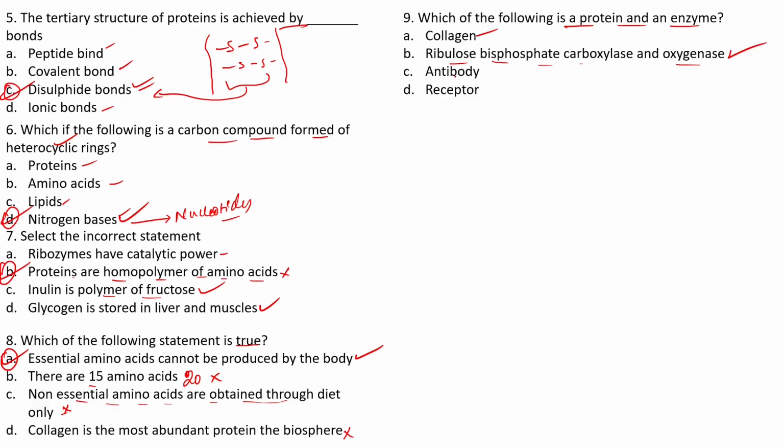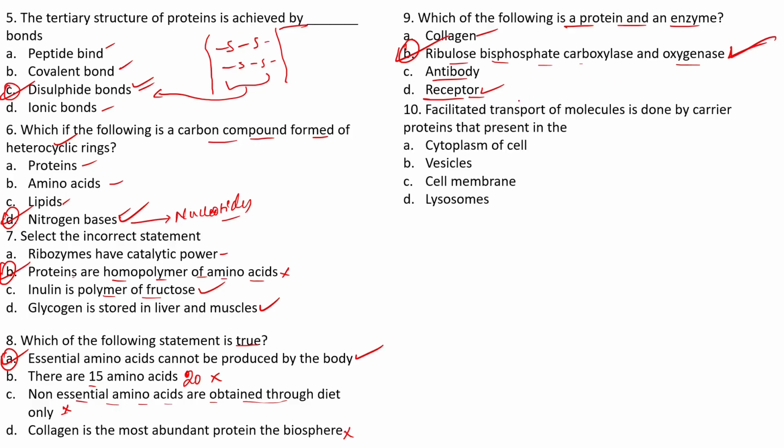And the next one we have is the antibody, and an antibody is just an immunoglobulin, only a protein. It is involved in the defense mechanism. It does not have any kind of enzymatic property. And finally we have receptors, and receptors are again only proteinaceous in nature. They do not have any kind of enzymatic property. Though there are some exceptions to this rule, generally we say that they are mainly proteins. So we can say that B is our right answer, that is ribulose bisphosphate carboxylase oxygenase.